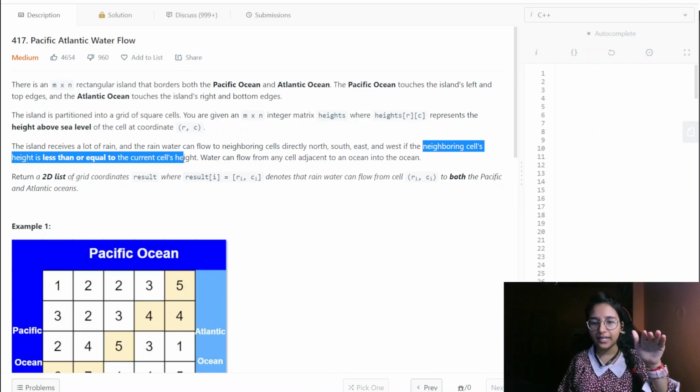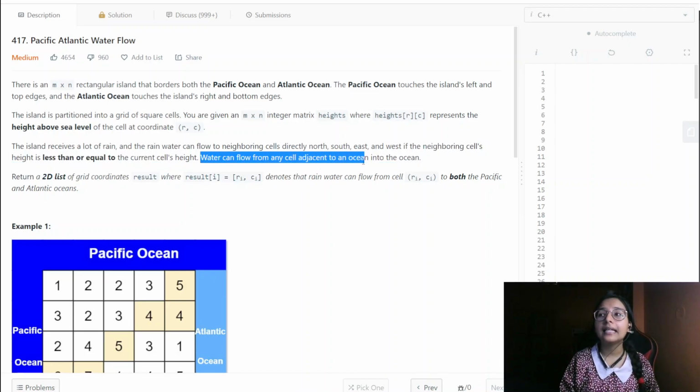If we are at the topmost height and there is a lower height, then the water will flow. Even if it is at the same height, it will also flow. And water can flow from any cell adjacent to an ocean into the ocean. So basically, if a particular cell is nearby any ocean, then from that cell the water would flow into the ocean. They want to flow the rainwater to both of the oceans.